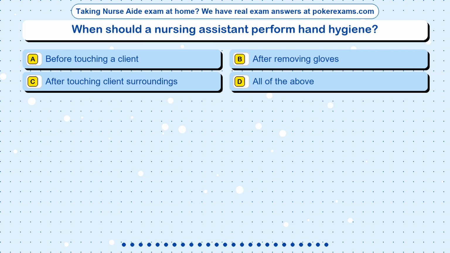Question 7. When should a nursing assistant perform hand hygiene? Option A, before touching a client. Option B, after removing gloves. Option C, after touching client surroundings. Option D, all of the above.